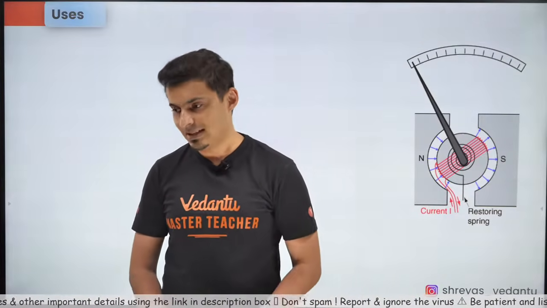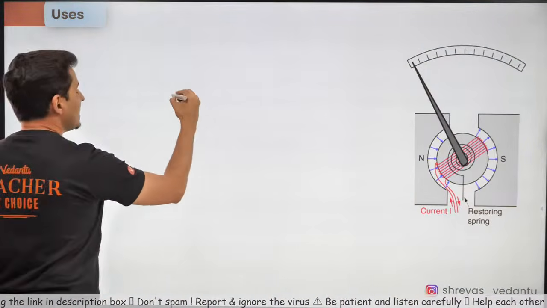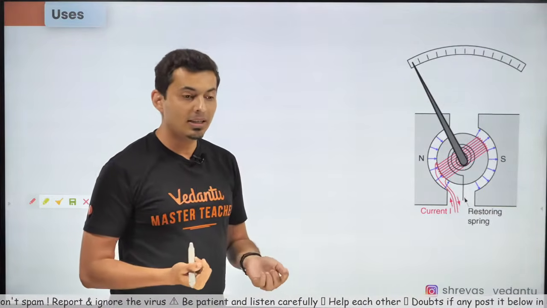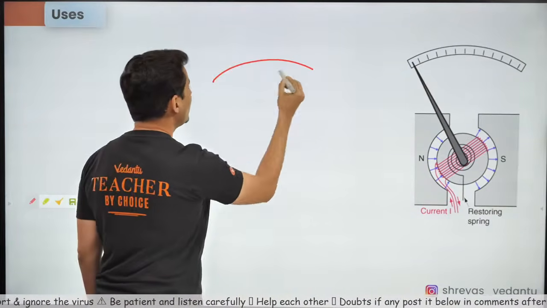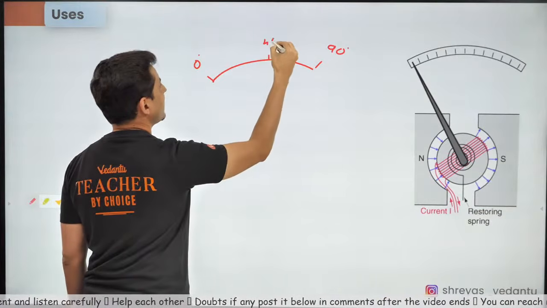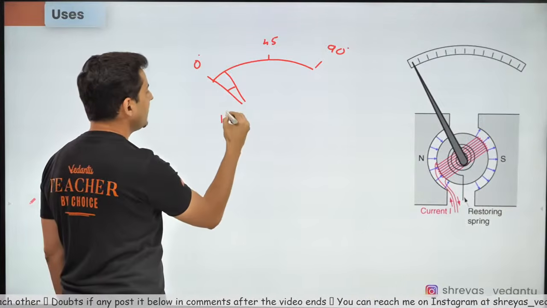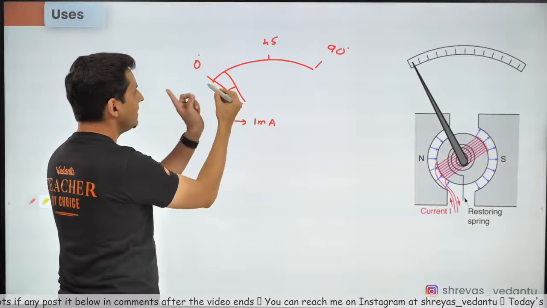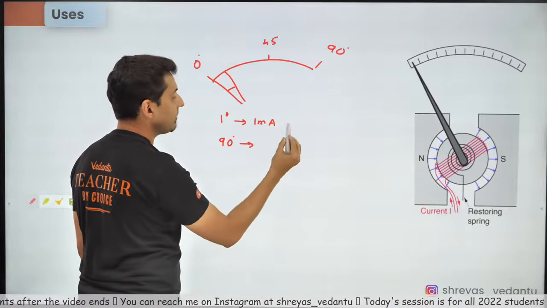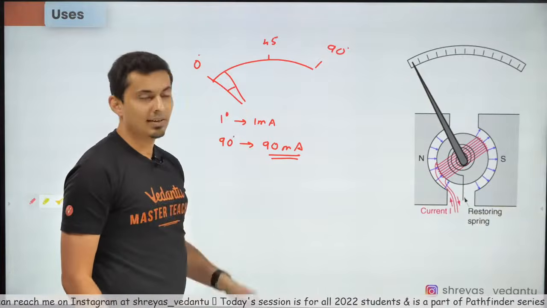How to find Imax? It's very simple. You can find it either experimentally, where you have to burn out a few coils, or you have a dial. Your dial can go from 0 degrees to, let's say, 90 degrees. This is, let's say, 45 degrees. For example, you know that it deflects by 1 degree for 1 milliampere. So for 90 degrees, it will deflect by how many milliamperes? 90 milliamperes. That's the easy way to figure out the full scale deflection current.